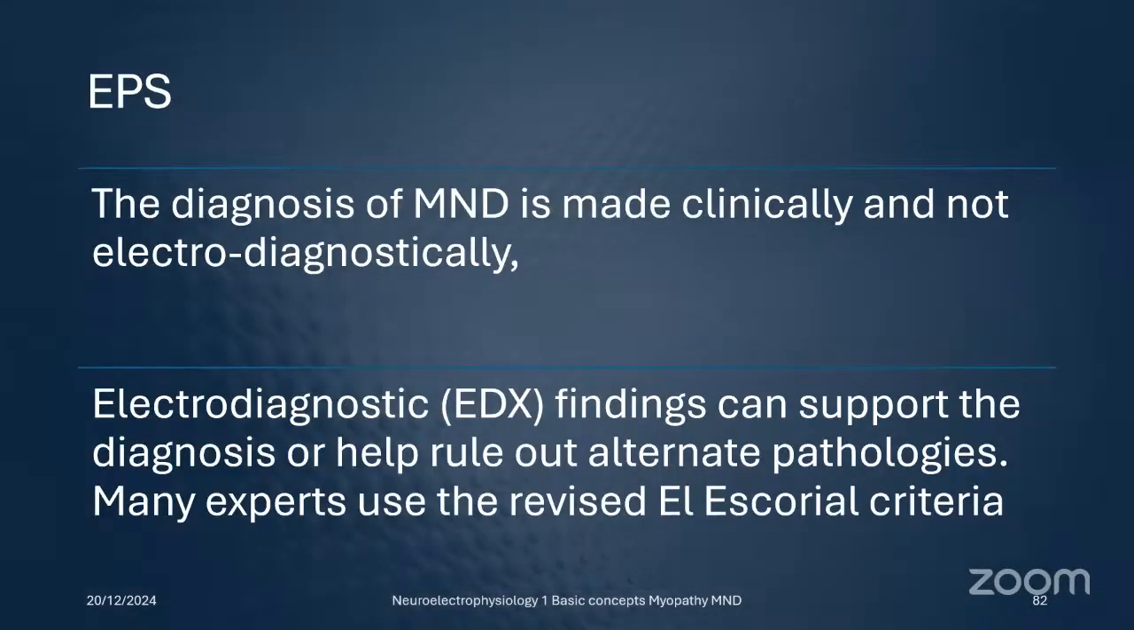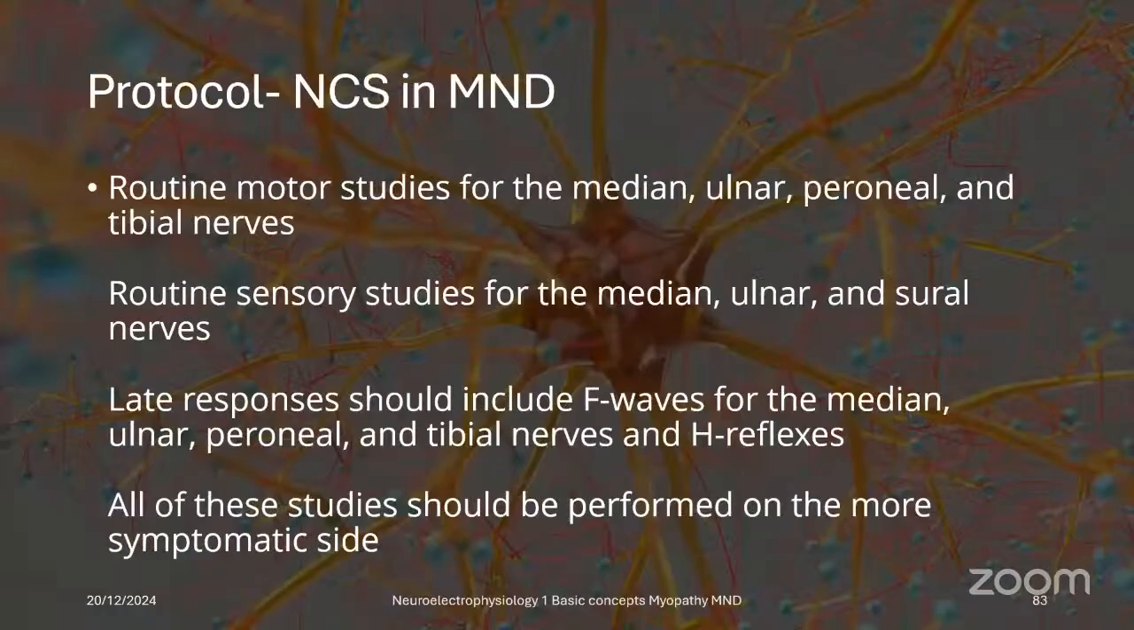What is the electrophysiology of ALS? The diagnosis is made clinically and not electrodiagnostically. But EDX findings can support the diagnosis or help rule out alternative pathologies. Many experts use the El Escorial criteria.